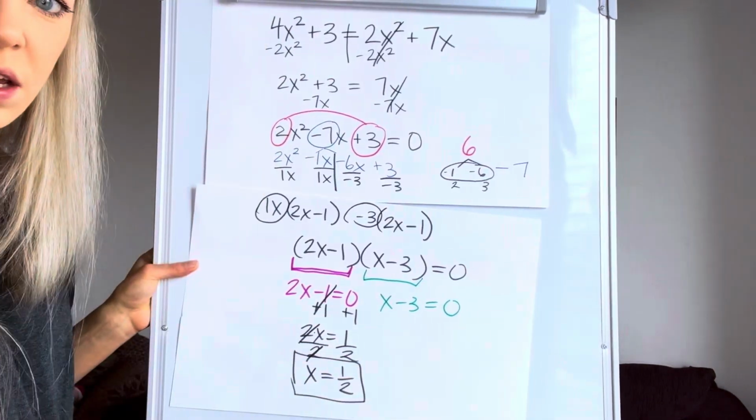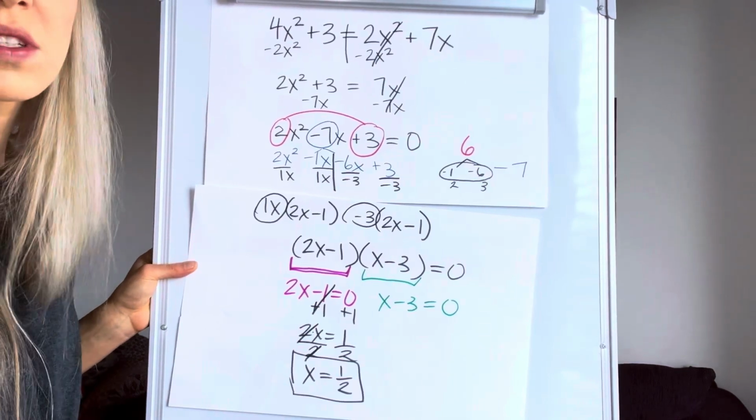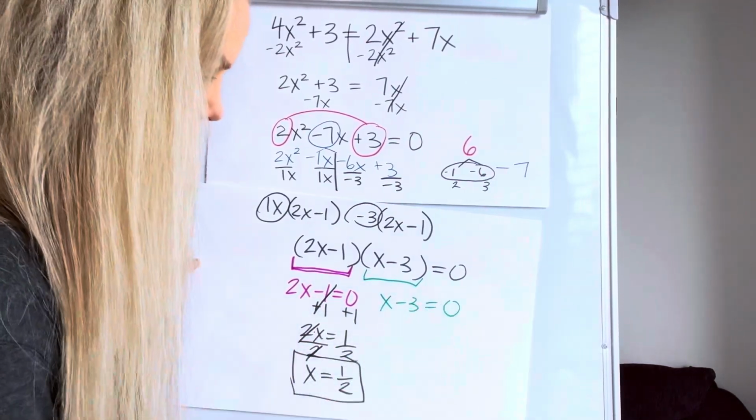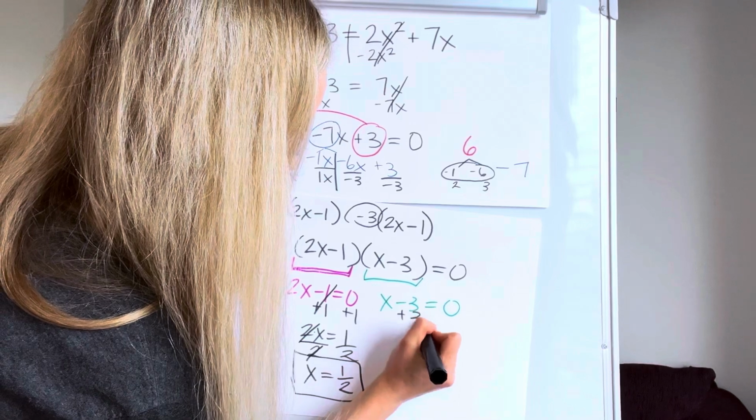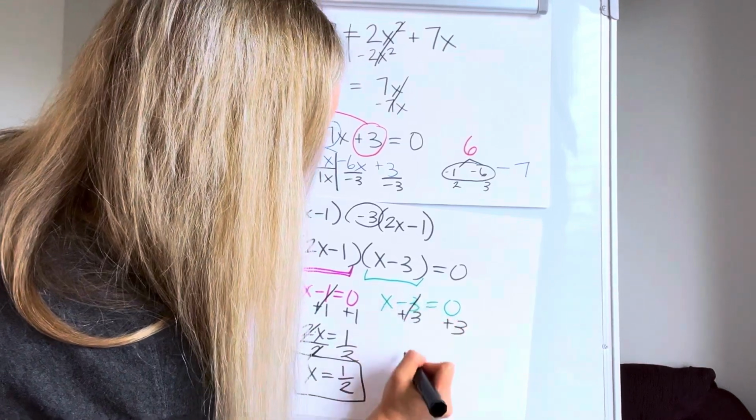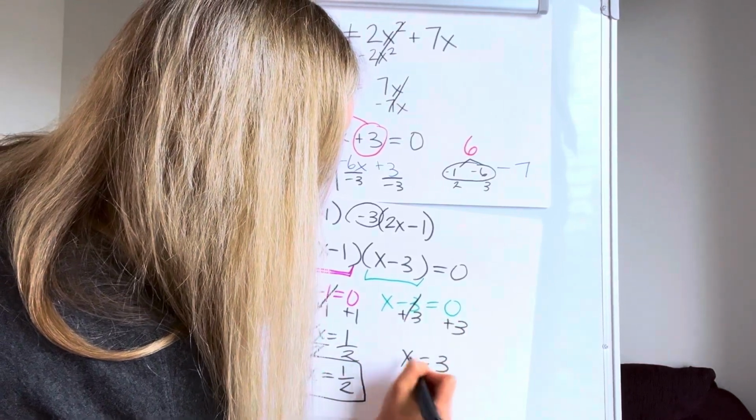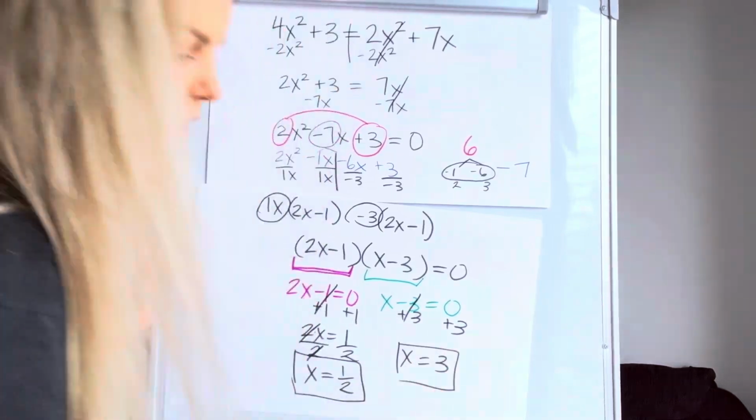Usually fraction form is the best. Make sure it's a simplified fraction. Over here, it's a one-step equation. All we have to do is add 3. So x equals 3 is our other solution.